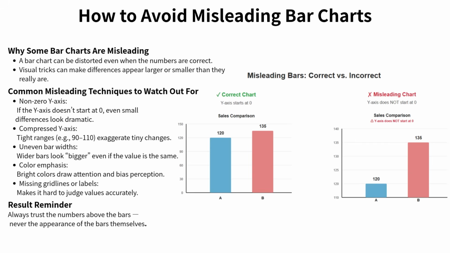By zooming in on a narrow portion of the y-axis, a chart can make small differences look huge and emotionally persuasive. The SAT will never ask you to judge by appearance, so always read the actual numbers above the bars, and always check where the y-axis begins. The visuals may mislead you, but the numbers won't.